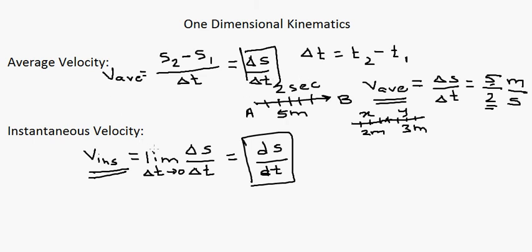So that's the basic difference between instantaneous velocity and average velocity. Please don't get confused between these two concepts. These may be the same or may be different depending upon the situations.